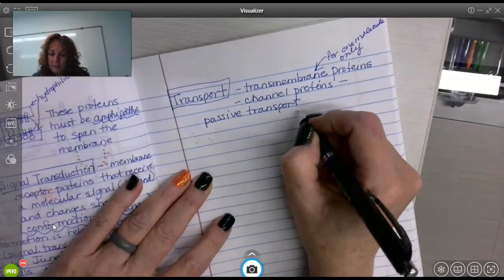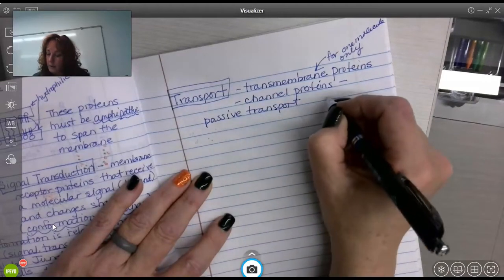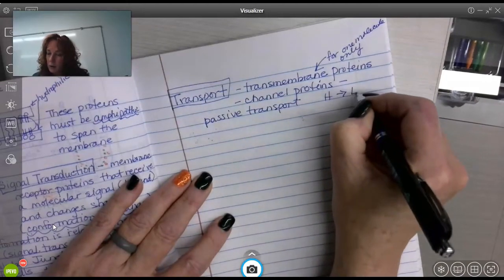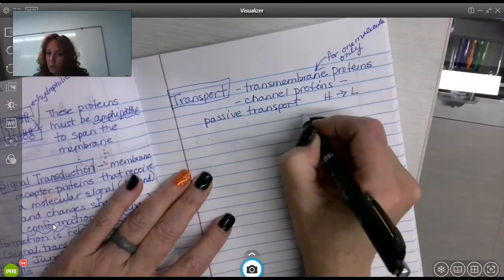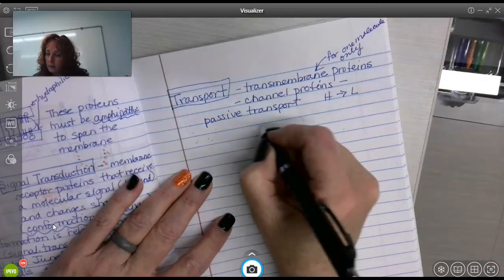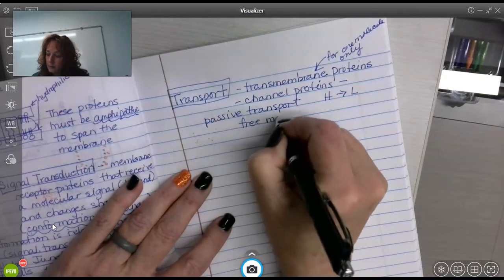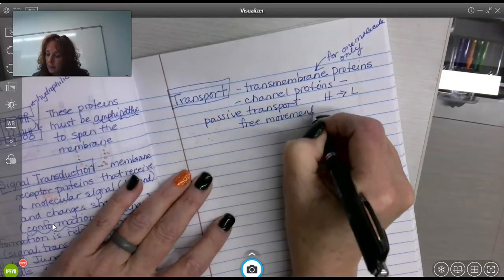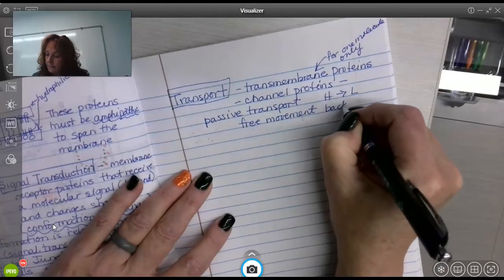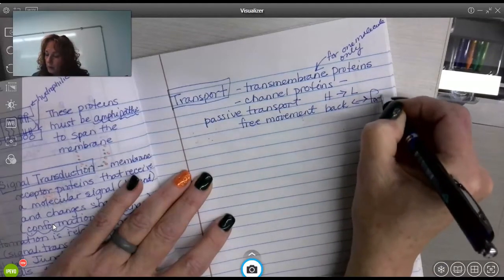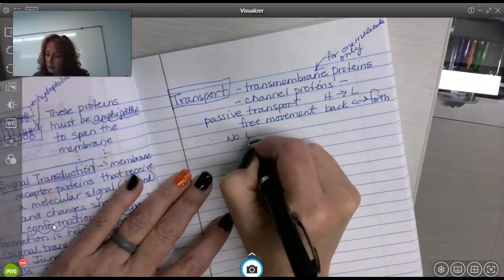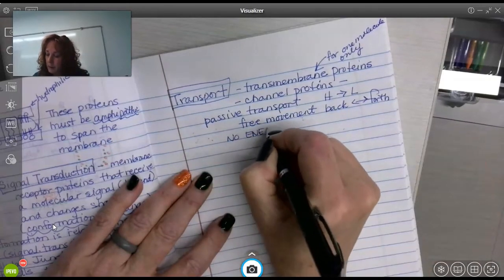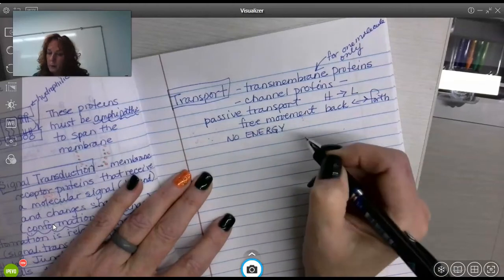So passive transport is always going to be from high to low concentration, and it's going to have free movement back and forth according to the gradient. So free movement of that molecule back and forth across the membrane according to the gradient. And this takes no energy because it's done just through molecular motion.